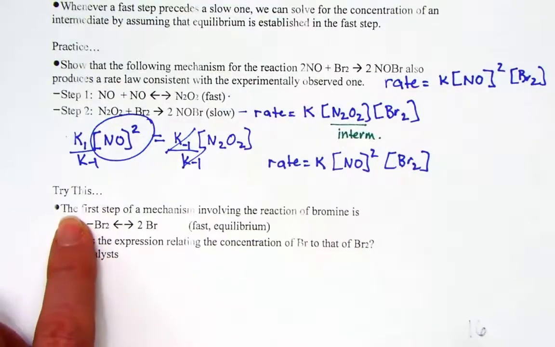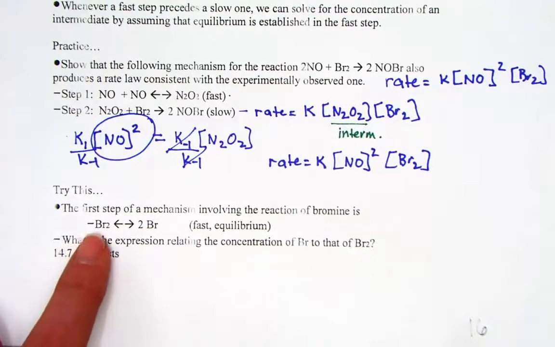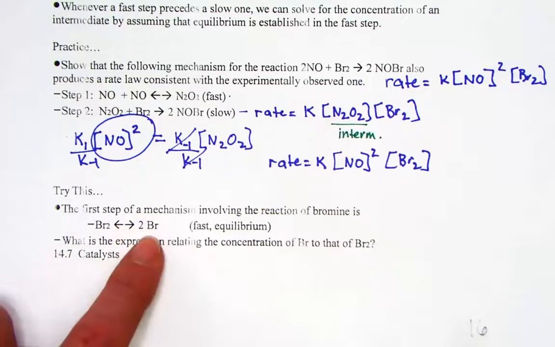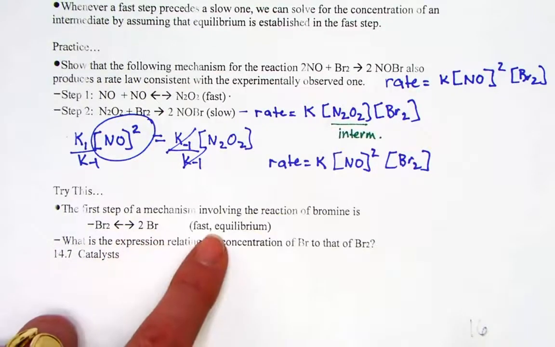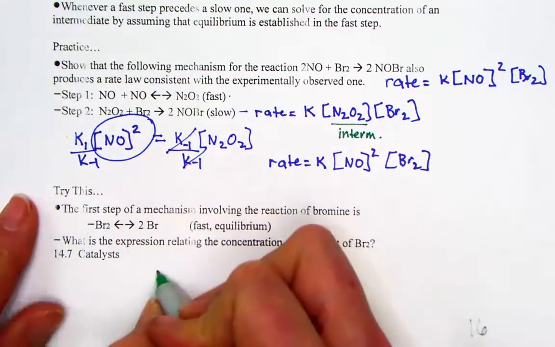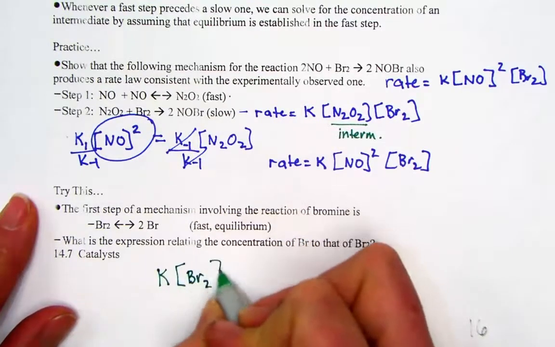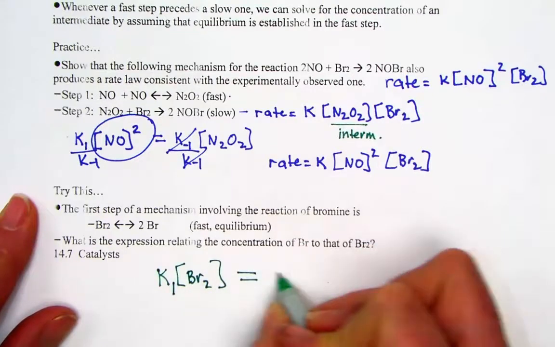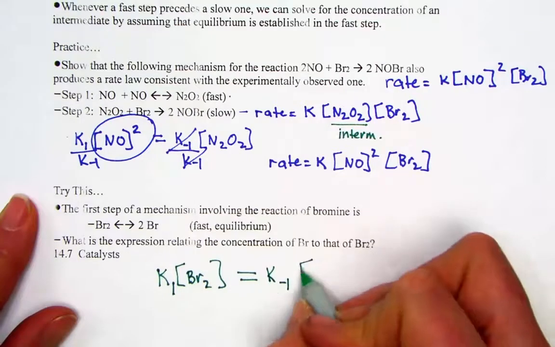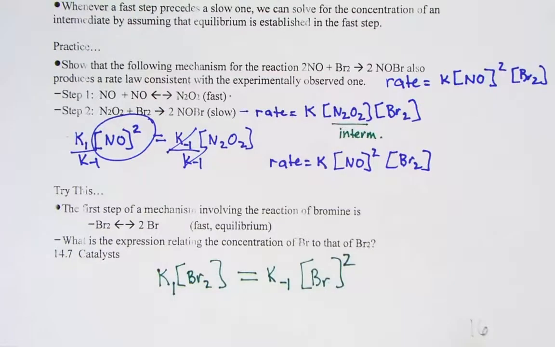Try this. The first step of a mechanism involving the reaction of bromine is this. A bromine molecule forms two bromine atoms. It says it's fast. It's in equilibrium. What is the expression relating the concentration of Br to that of Br2? Here's what we know. The forward reaction would have rate equal to K times the concentration of Br2. That would be equal to K negative 1, where the atom of bromine would be second order with respect to Br.